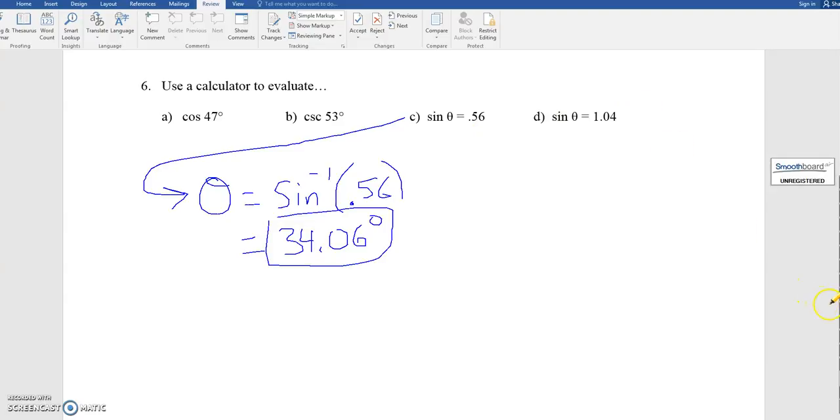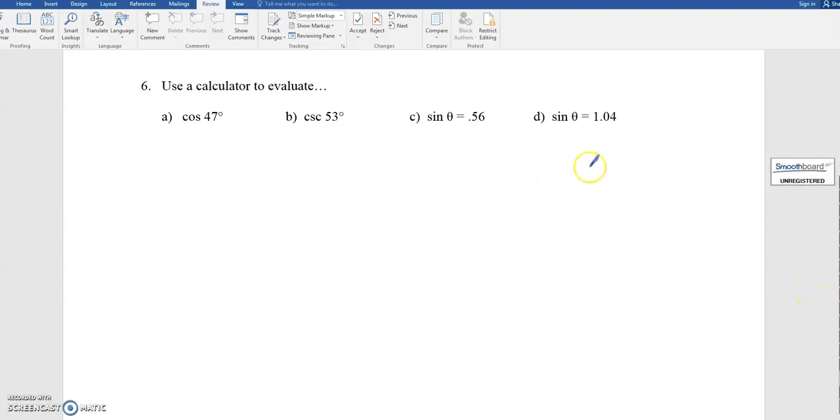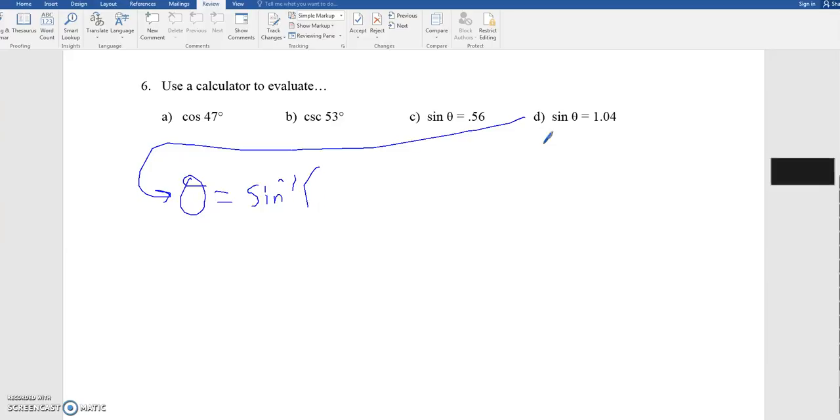Okay, our last question here. Sine of theta equals 1.04. Well, you'd set this up the same way initially. You'd say theta should equal inverse sine of 1.04. But when you do that, your calculator should say error or mistake or something's going on here. And that's to be expected.